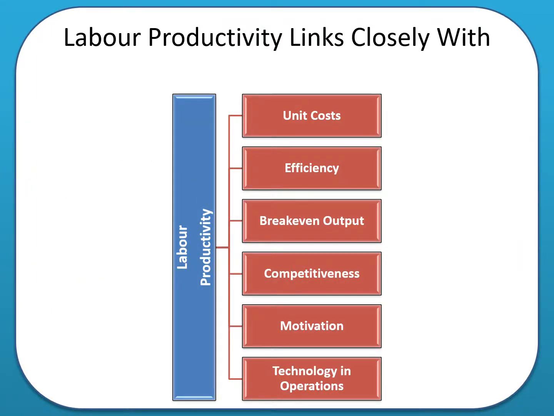So when you're doing your bigger questions, like your 16 mark to 25 mark, so think anything with AO4, you're going to want to pull in some areas from other areas of the curriculum. So you're going to want to think, okay, what does this actually link to? Now in your analysis, this could be one of your steps, one of your chains of analysis. So if you're talking about labor productivity, then you can talk about unit costs, efficiency, break-even output from finance, competitiveness from marketing, motivation from HR, or technology in operations as well.